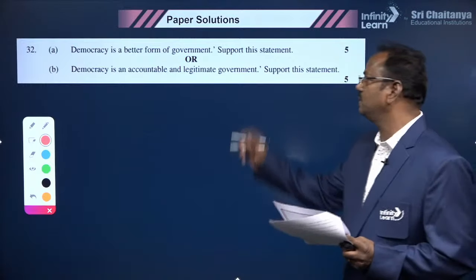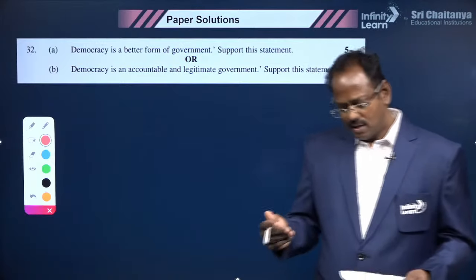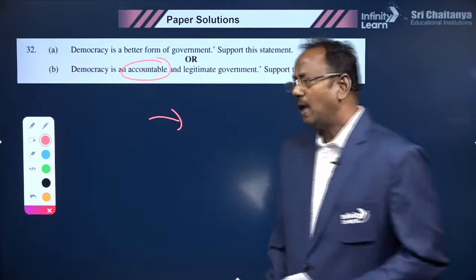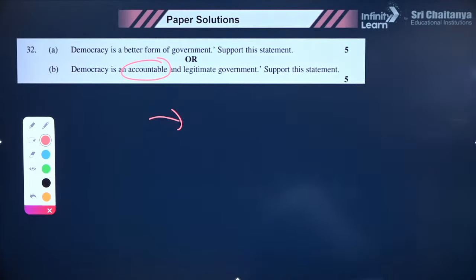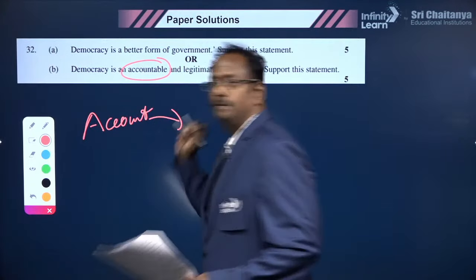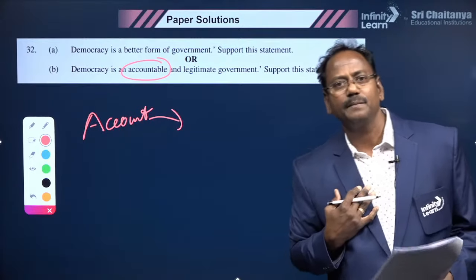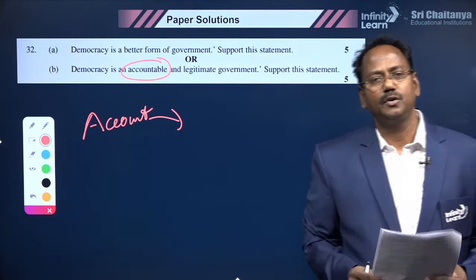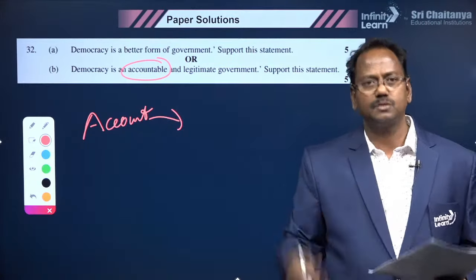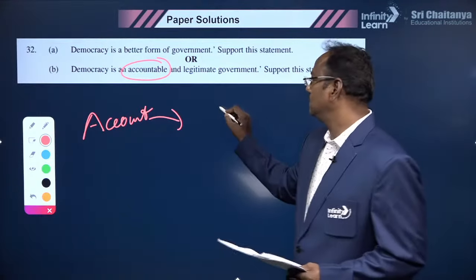Then the second question of 32: democracy is an accountable and legitimate government. You know, accountable is a wonderful word when you talk about democracy, accountability, right? So democracy is always accountable. I say my parents are most accountable to me. Your parents are accountable to you, right? And the system of education, or the school I'm studying in, it is more accountable, right? Because, you know, so decision making.